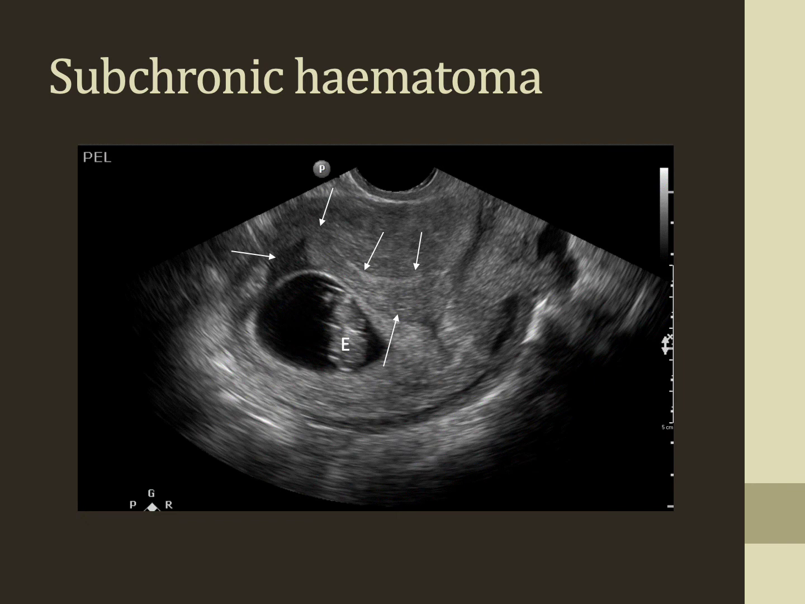This is a patient in the first trimester. As you can see here, within the white arrows is the subchorionic hematoma. The embryo is still alive. Okay, we could detect cardiac pulsations.